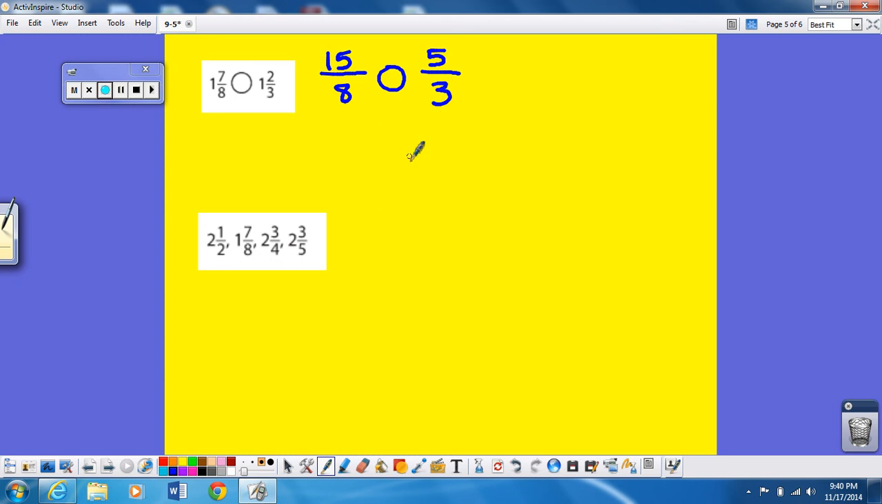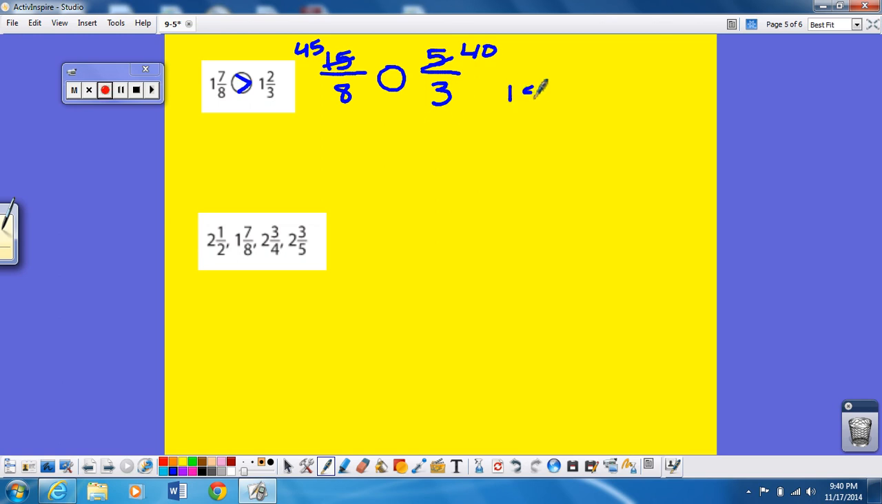Denominator doesn't change. Here you can either cross multiply or you can come up with a common denominator. 3 times 15 is 45. 8 times 5 is 40. We know 45 is greater than 40, so we know that 1 7/8 is greater than 1 2/3.